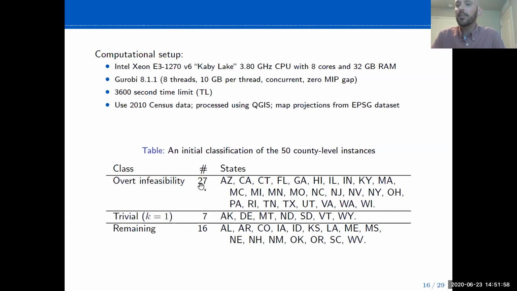For 27 of these states, there's just no way to redistrict at the county level. So for example, in the case of California, there's Los Angeles County, which has many millions of people. And you can't put this LA County into one district. It would just have too many people. So you want to have about 700,000 people per congressional district. So states like this, we say that they're overtly infeasible, and there's no reason to try to solve these instances. They're definitely infeasible. There are also 7 other states where the population of that state is so small that they only get 1 congressional representative, and so these instances are really trivial. So this leaves 16 instances that I'll give results for.